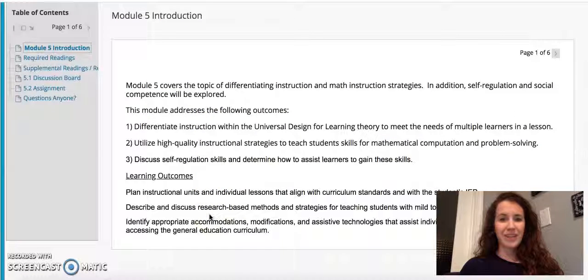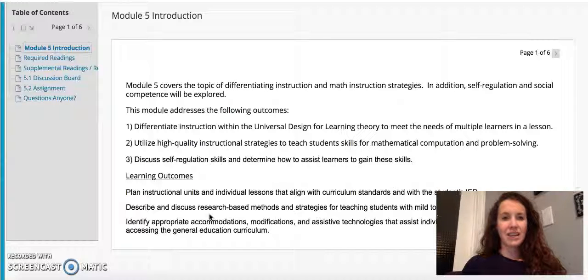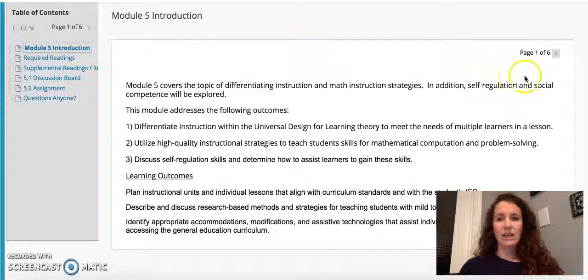Welcome to Module 5. This module we will be looking at math as well as behavior. So this is a variety of topics, and we will look at differentiating within high quality instructional strategies so that all students can access the content and grasp what we're trying to teach.